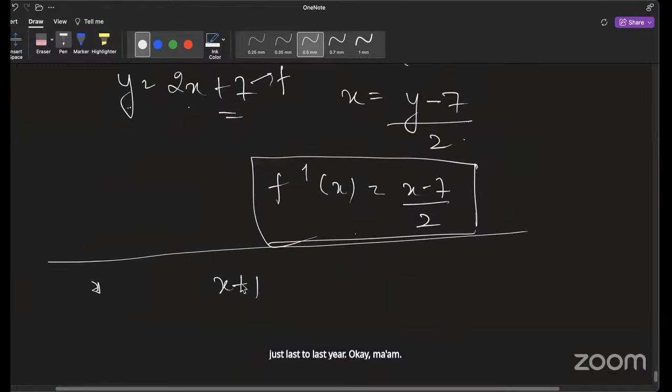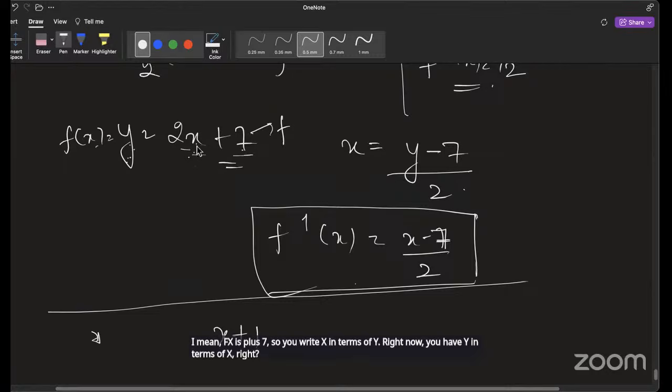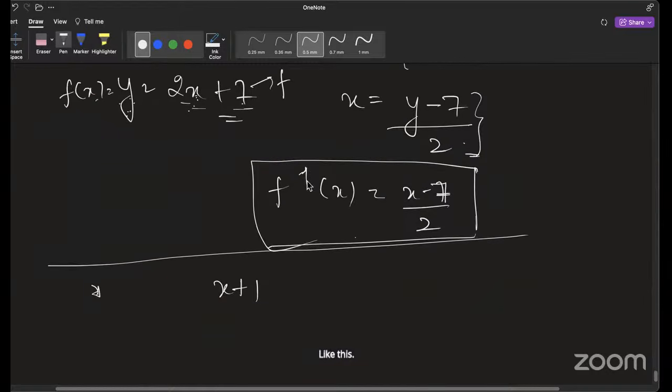Can you please explain the last example? I am not getting it. All you do is, first you have y as your function, right? This is f(x), where f(x) is 2x plus 7. So you write x in terms of y. Right now you have y in terms of x, so you take out x from here, separate x, and write x in terms of y, like this. And then because the inverse is going to be a function of x only, replace y by x. That's all.